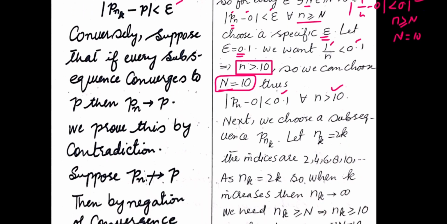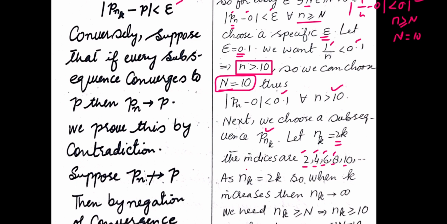Next, we choose a subsequence Pnk. Let its indices nk be given by 2k. Then the indices are, for k equal to 1, this is 2. For k equal to 2, this is 4. For k equal to 3, this is 6. For k equal to 4, this is 8. It means I am choosing the 2nd, 4th, 6th, 8th and 10th terms of the given sequence.